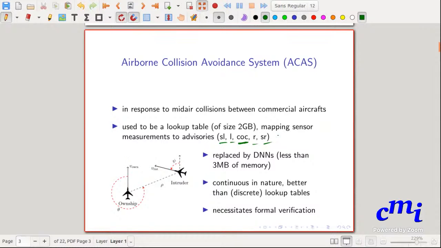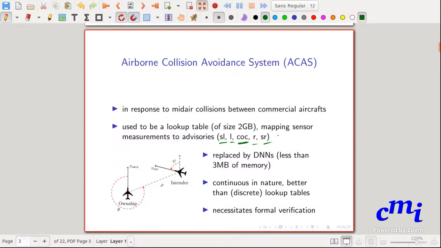And the motivation of using DNNs was that the chip which had to be verified was difficult to put in a large lookup table of such a huge size. So this whole thing was replaced by DNNs. Of course, it also makes it convenient in the sense that they're continuous in nature. So even if there is something which is not matching an exact row, the DNN will still give you some advisory.